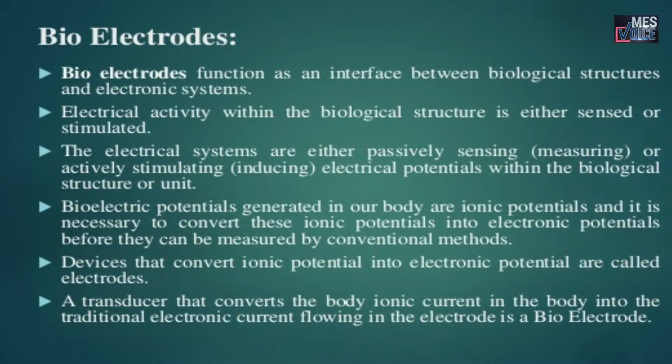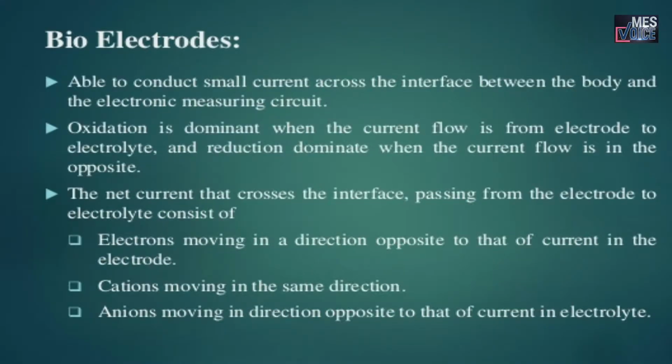Bioelectric potentials generated in our body are ionic potentials, and it is necessary to convert these ionic potentials into electronic potentials before they can be measured by conventional methods. Devices that can convert ionic potential into electronic potential are called electrodes. A transducer that converts the ionic current in the body into the traditional electronic current flowing in the electrode is a bioelectrode.